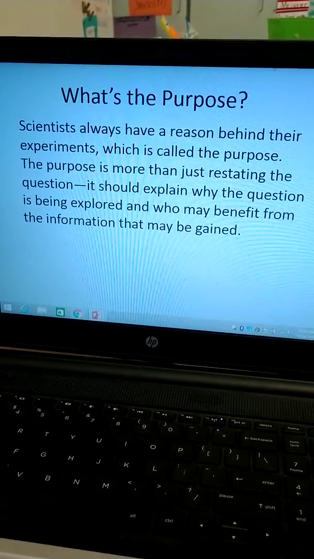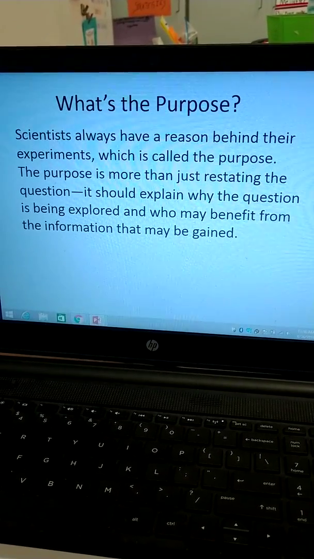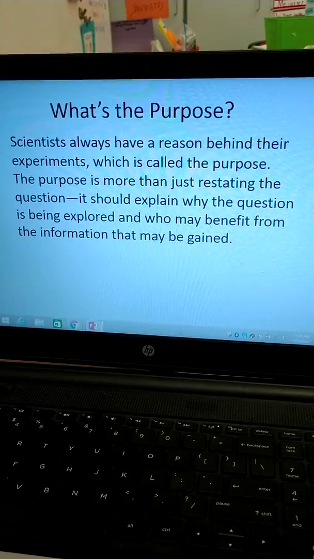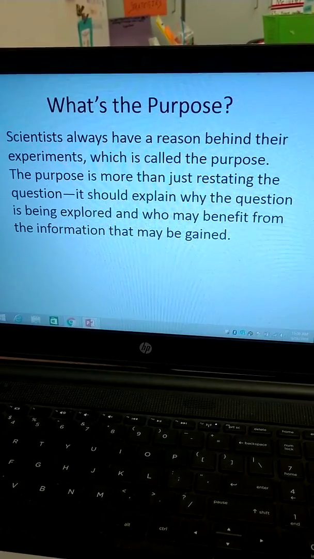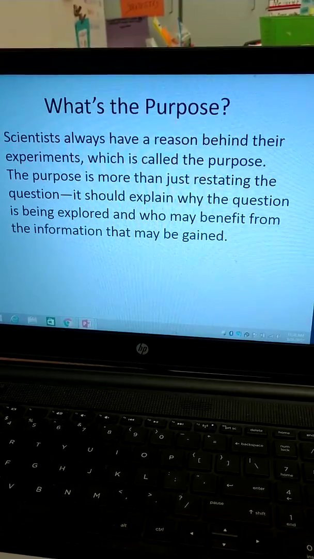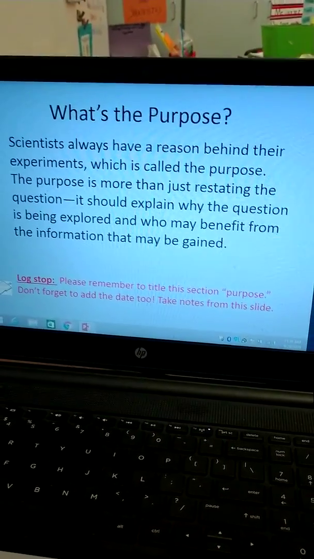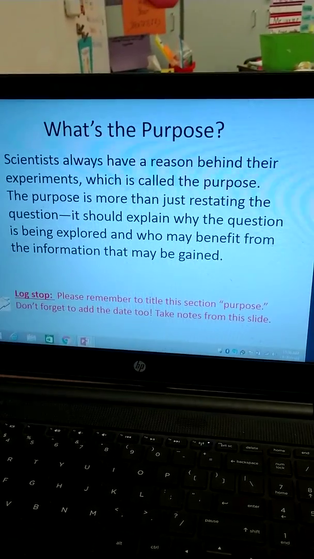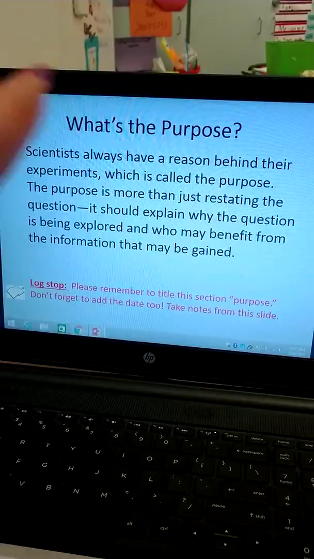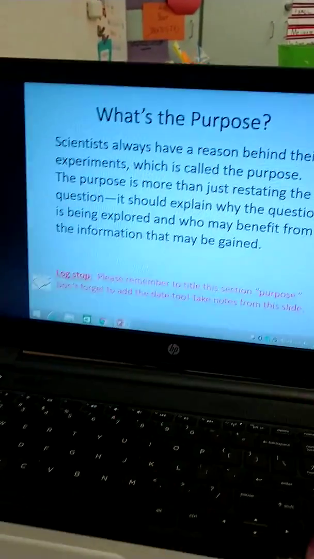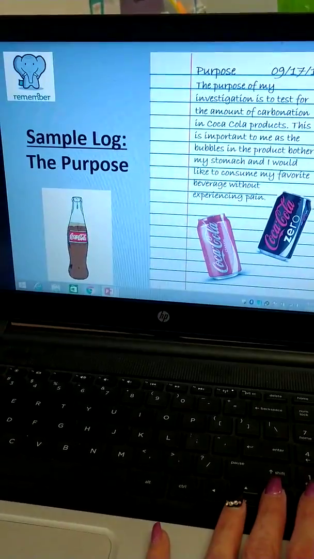It says scientists always have a reason behind their experiments, which is called the purpose. A purpose is more than just restating a question. It should explain why the question is being explored and who may benefit from the information. And so they had a log stop and they had to take notes, and the notes for this page were literally a definition. So I'm looking for purpose and then the hyphen and then what is the definition of purpose. And we did this in class and they did have time to write it.